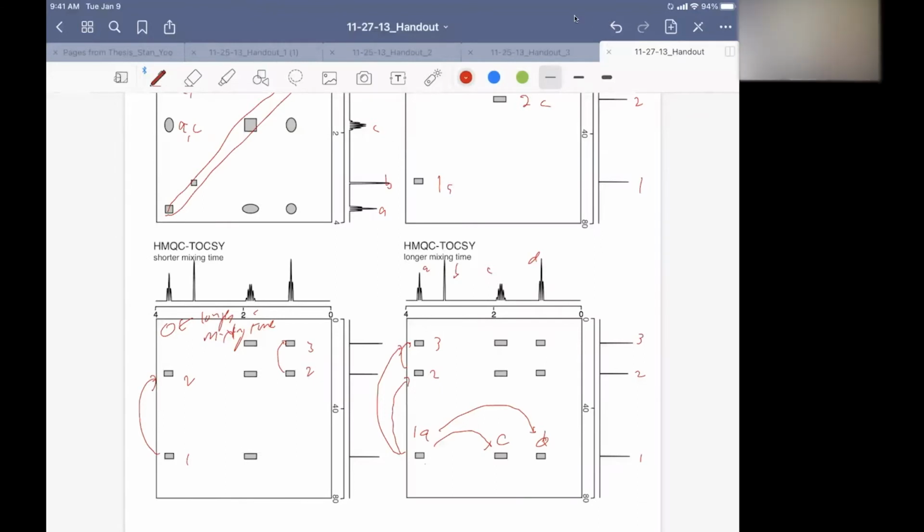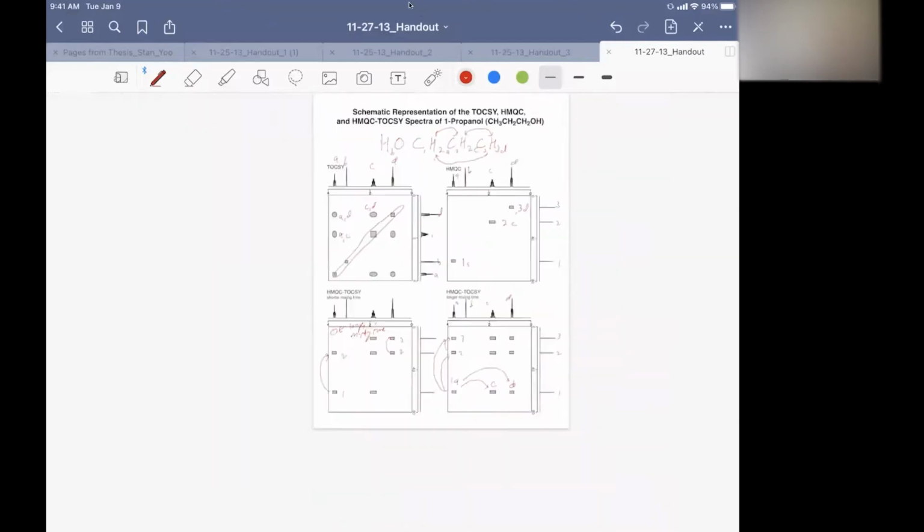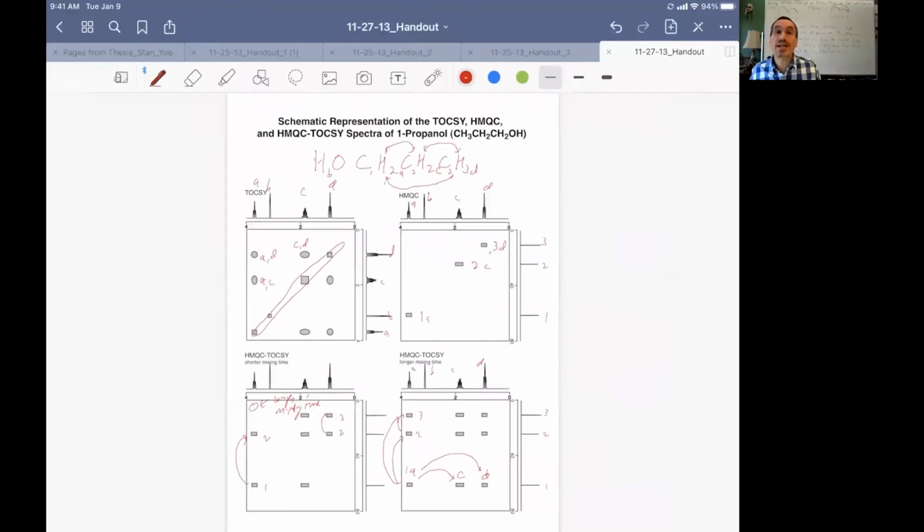So no matter how long you do the mixing time, you're still only going to get cross peaks within the spin system. Is that right? That's exactly right. We're only going to get cross peaks within the spin system. And that's what makes this particularly powerful. We only get cross peaks within the spin system.